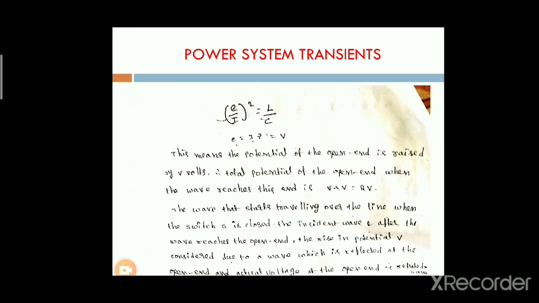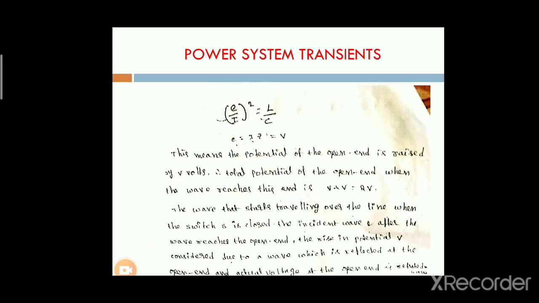This is the traveling wave that will be transmitted when the switch S is in the closed position. When the switch S is closed, the wave is transmitted to the open circuited end. The potential V rises, considering the wave which is reflected at the open end, and the actual voltage at the open end is the refracted wave.